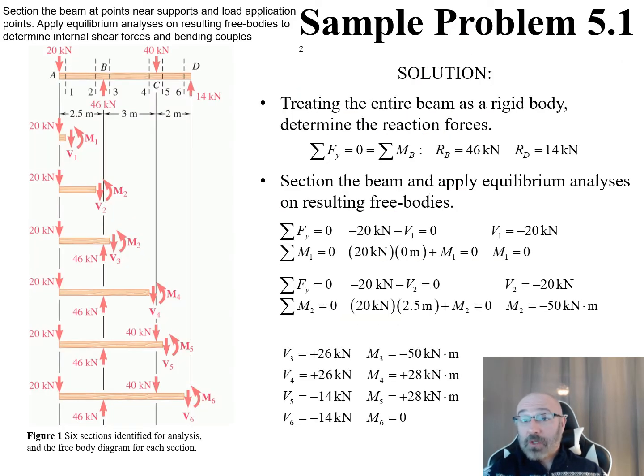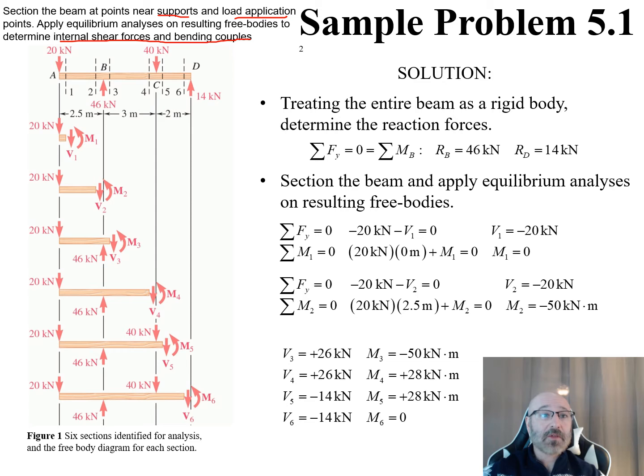Now if we were doing this problem out by hand, we have that setup page created. We now have this great procedure for analysis that we can step through as we begin our solution. So remember the part of the procedure for analysis that told us to section the beam at points near supports and load application points, and then apply our equilibrium analysis on the resulting free body diagrams to determine the internal shear and bending couples. So that's what we're going to do right here.